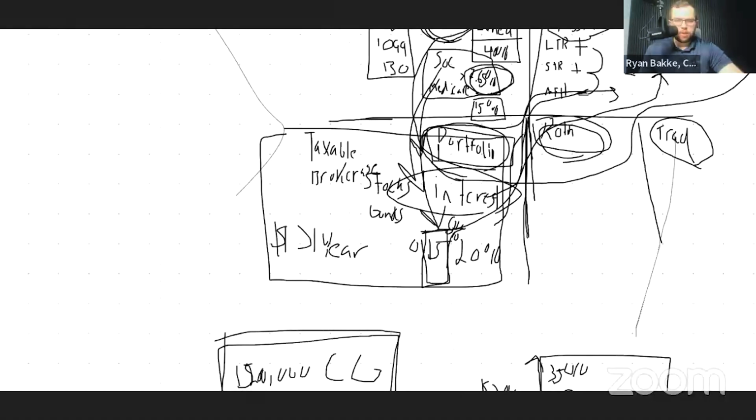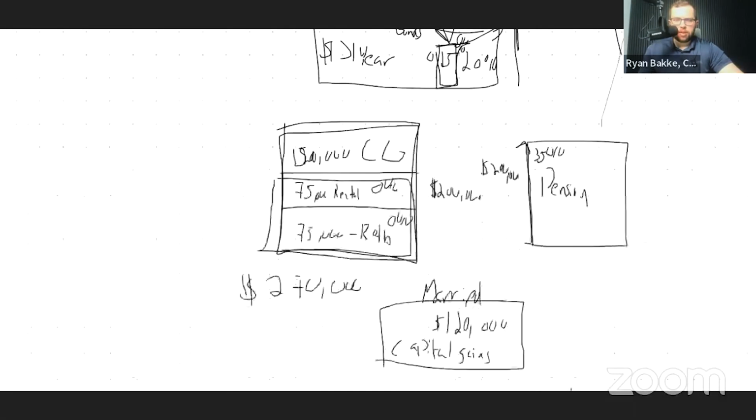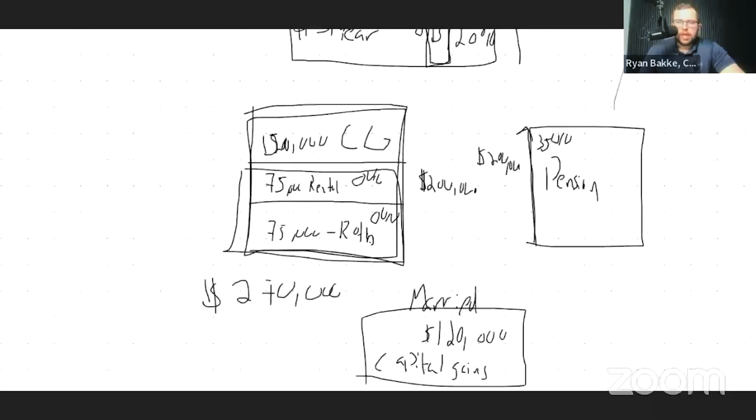So any other questions on this? I know I kind of went by that pretty fast. Confused as to how rental income is no tax.